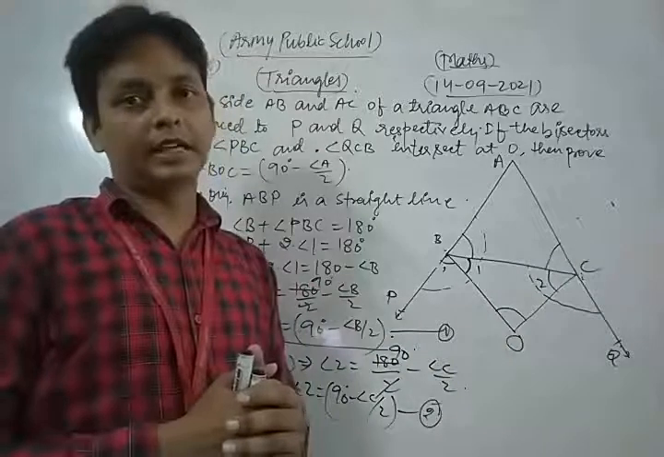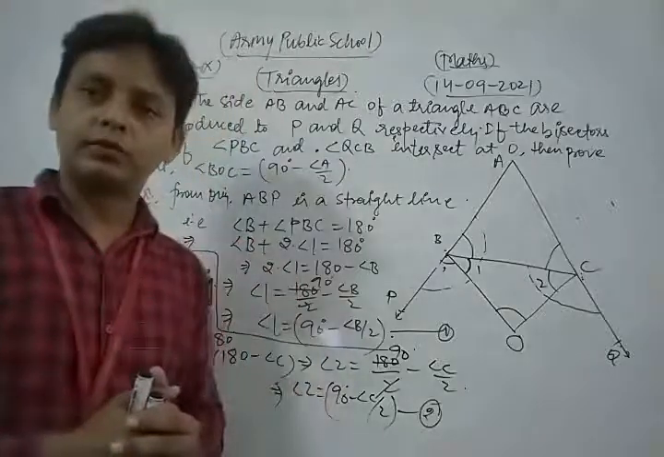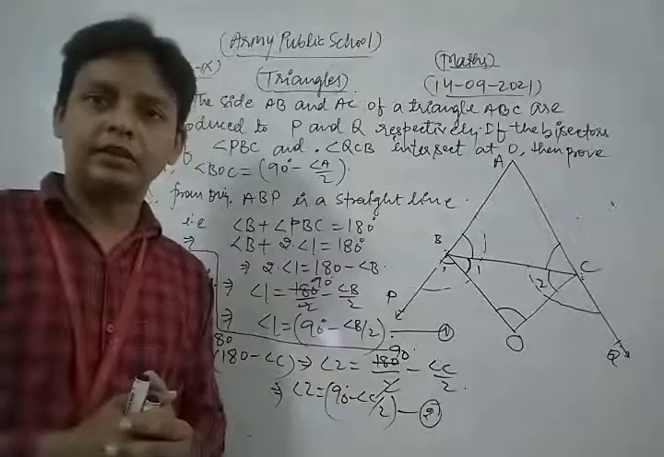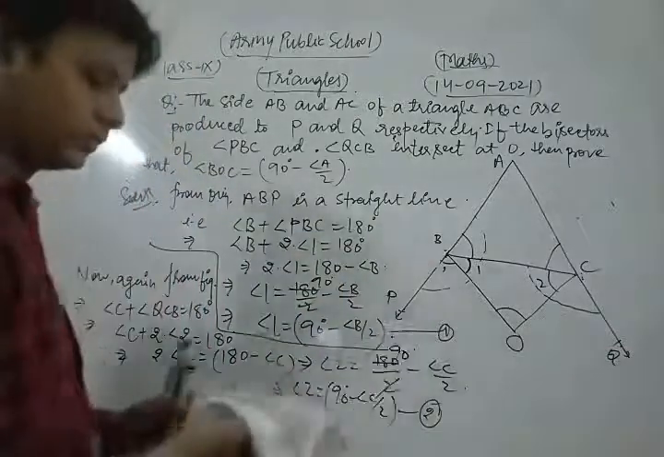and we apply the angle sum property of the triangle, and after that we put the values of angle B and angle C in that particular relation. Okay, now let's see.